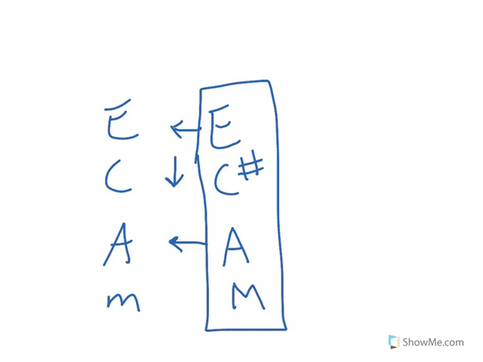Let's make it diminished. We'll do a couple of these. In diminished, the sign for diminished is a little circle. So the diminished one, the A is going to stay the same, so the bottom note stays the same. The middle note stays the same from the minor, and the top note is going to go down a half step to E flat.